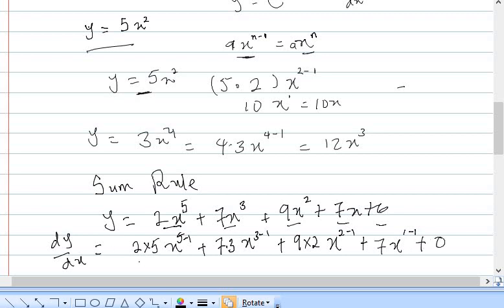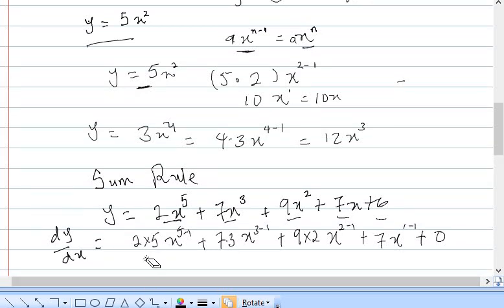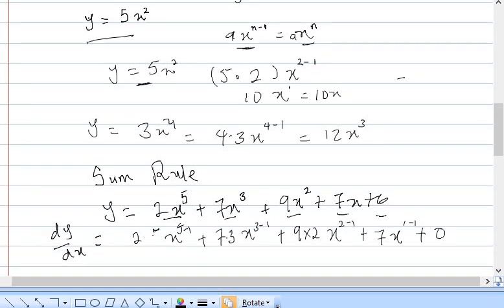So here you can say 2 times 5 is 10. You can say 10x raised to the power of 4, and then plus 7 times 3, which is 21, x raised to the power of 2, and then 9 times 2 is 18, x raised to the power of 2 minus 1 is just x, and then plus 7, x to the power of 0 is 1, then 7 plus 0.